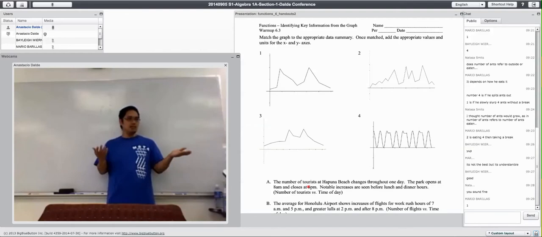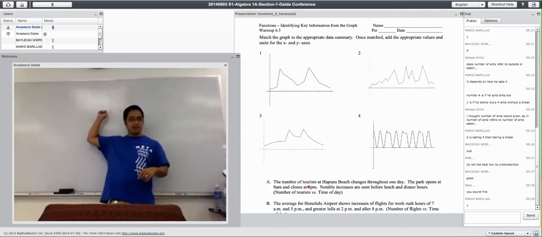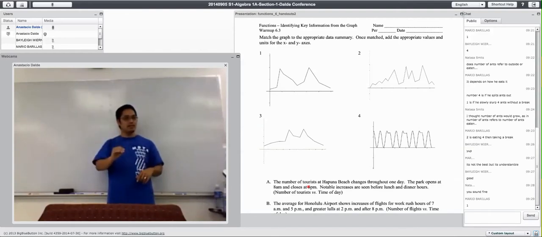So I would agree. I think that for part A, that was number one. That was graph one. And for part B, that's graph number... No, I'm sorry. I got that switched. For part A, the Hapuna Beach one, that was graph number 2. For part B, the Honolulu Airport one, that was graph number 1. You guys agree?